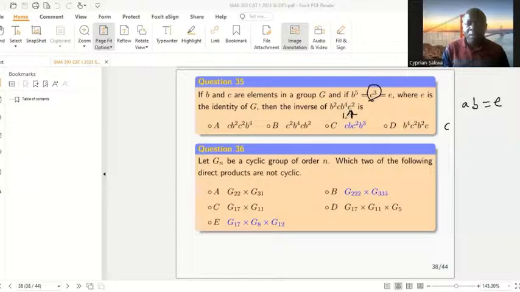Then B times B raised to 4 will give me E. And then C squared times C will give me E. And then B cubed times this B squared will give me E. So that is our answer.